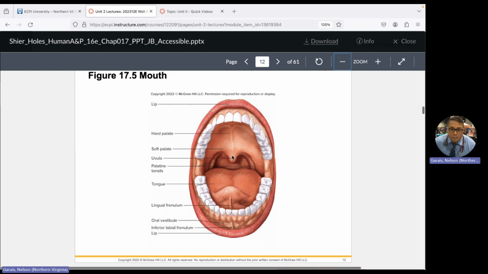This is the uvula. It acts as a rudder to direct food into the back of the throat or pharynx. You have your hard palate up here, and then soft palate here. Flanking the hole to go down into your esophagus or food tube are your palatine tonsils. We'll show another view of your tonsils.